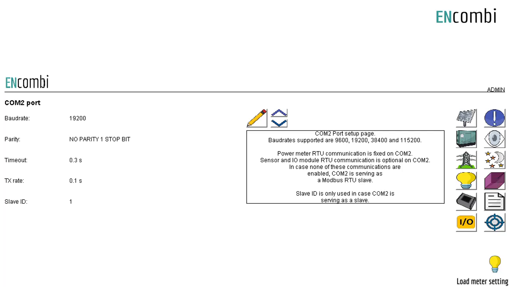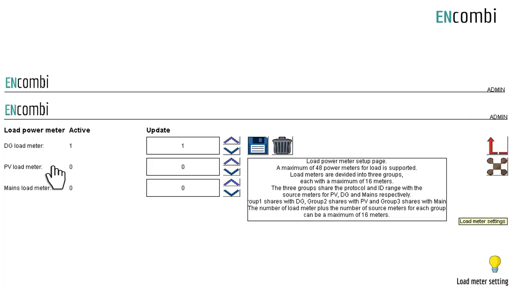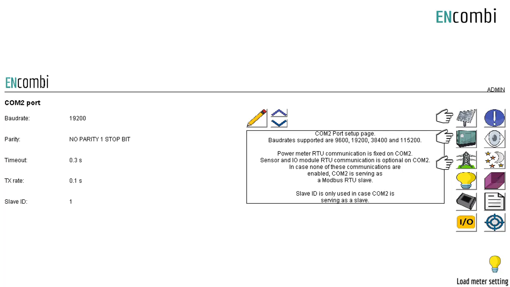Load meters will be divided into 3 groups, and each group with a maximum of 16 power meters. All 3 groups share the protocol and ID range with the source meters for genset, PV and grid connection. Group 1 shares with genset. Group 2 shares with PV and Group 3 shares with grid.